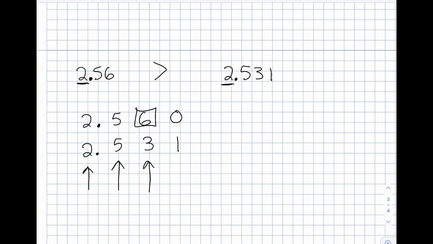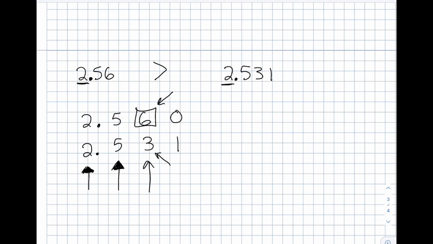Why does this work? Anytime that we're memorizing a procedure, it's good to think about why it works. If we were to build these with standard base 10 manipulatives, we'd be looking to see which number took up the most space. Well, they'd both take up an equal amount of space with the ones, and they'd both take up an equal amount of space with the tenths, but they'd take up more space with 6 hundredths versus 3 hundredths.